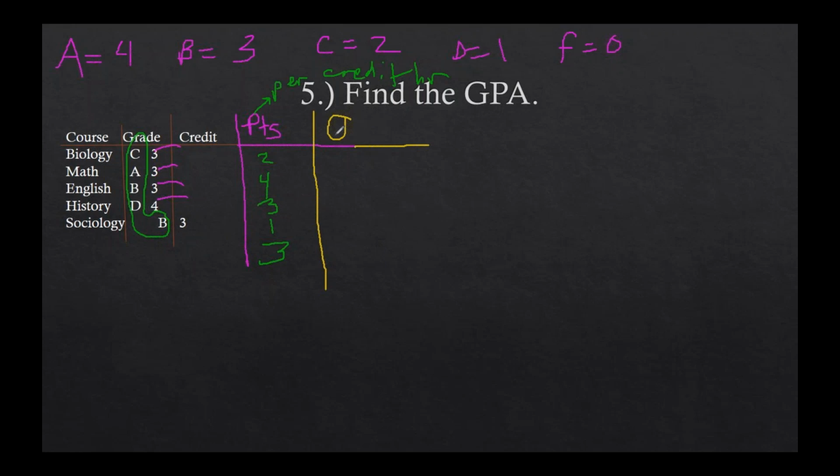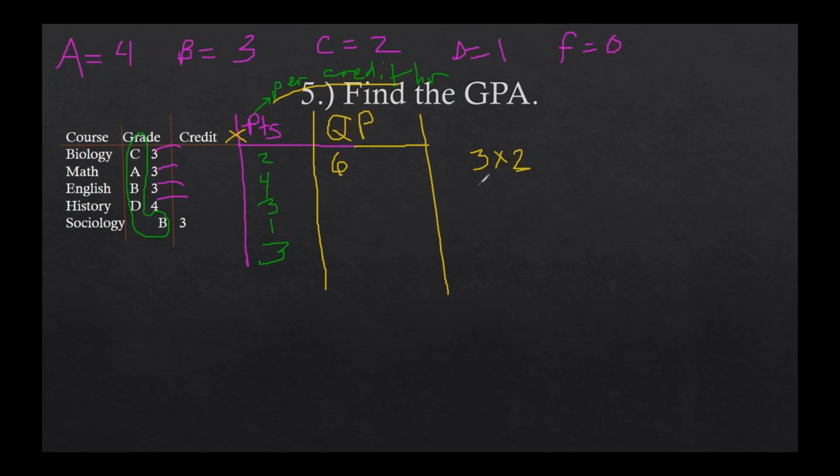Okay, so just like in the last example, we're going to have a column called quality points. And our quality points are found by taking the credits times the points, because remember, this is per credit hour. So for biology, if I had a 3 credit hour class and I earned 2 points per credit hour, that means I earned 6 total points for biology.